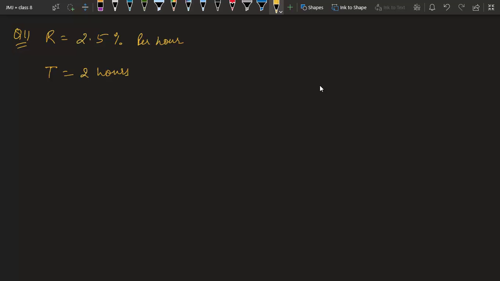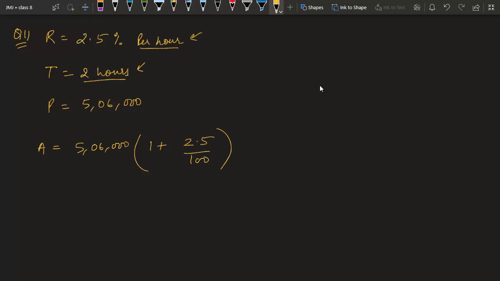This is also an application of these formulas of compound interest and simple interest. If initially the count was 5,06,000, so you can say the principal is 5,06,000. Now let us assume in our mind that this is 2 year and this is 1 year. Okay, like that we can do. This is per annum and this is 2 year. We can assume in our mind and find the answer of population after 2 hours as P, which is 5,06,000 into 1 plus rate is 2.5 upon 100 whole power 2.